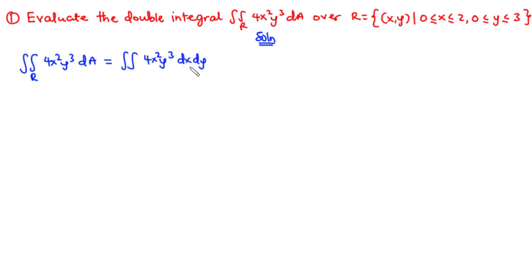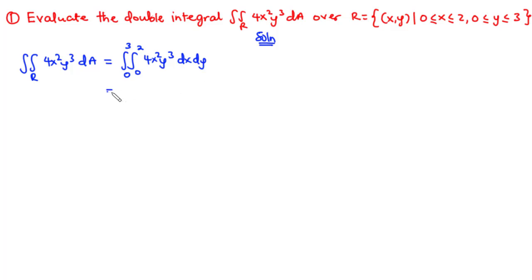Now since we have the x on the inside, we have the interval from 0 to 2. So we have the integral from 0 to 2. And then because we have the y on the outside, we have the interval from 0 to 3. So we have the integral from 0 to 3 also on the outside. Now what this primarily means is that we are first of all going to integrate this function with respect to x, and then when we are done, we do that with respect to y.